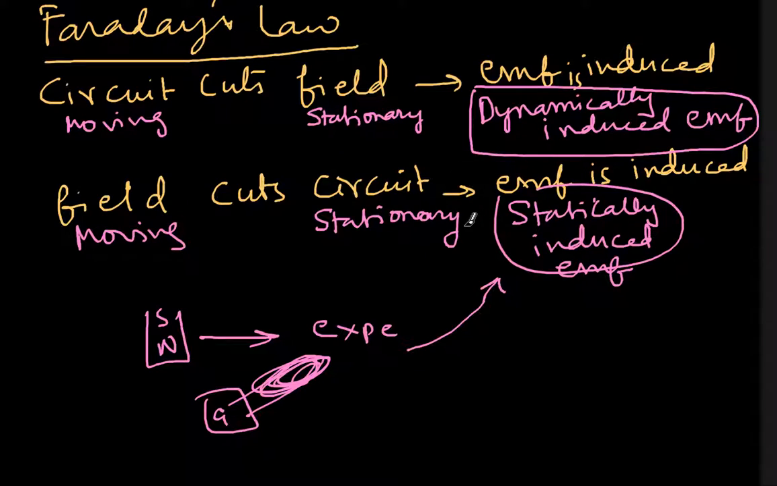You might ask a weird doubt: what if both the circuit and the field are moving, there is a relative motion between them, and because of that an EMF is induced? Then what kind of EMF is that? Imagine the coil is moving from right to left at, let's say, 5 centimeters per second, and the magnet is moving from left to right at, let's say, 20 centimeters per second. Then which case does it come under? That could be a weird doubt one can have, but this is just the definition.